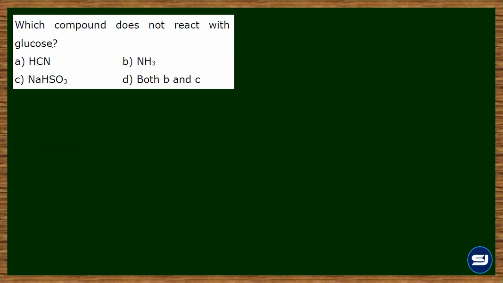Which compound does not react with glucose? A question from biomolecules. And in case of glucose, with respect to its open chain structure, it was able to react with HI, undergoing reduction to give n-hexane. It was also able to react with hydroxylamine to give oximes, with hydrogen cyanide to give glucose cyanohydrin, with bromine water, which is a mild oxidizing agent, to give gluconic acid, with dilute nitric acid giving glucaric or saccharic acid, a dicarboxylic acid, and also with acetic anhydride to give glucose pentaacetate.